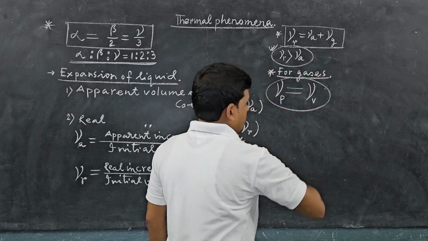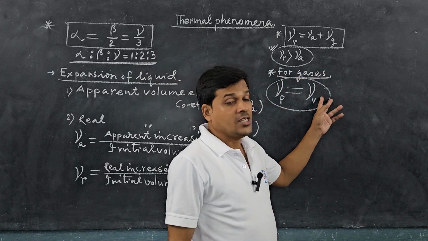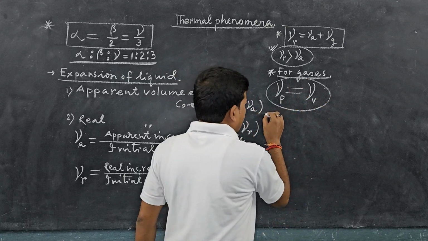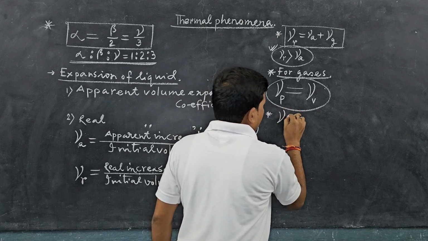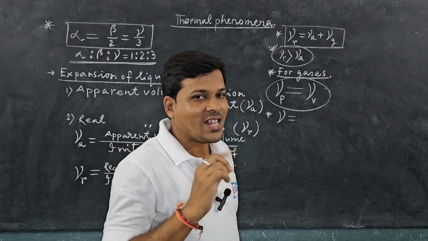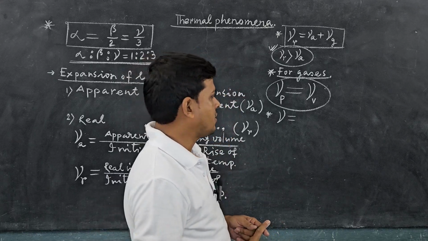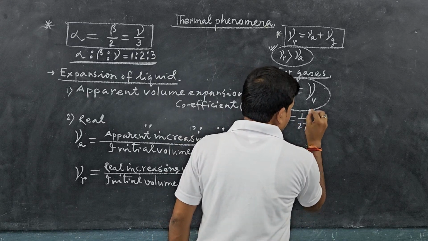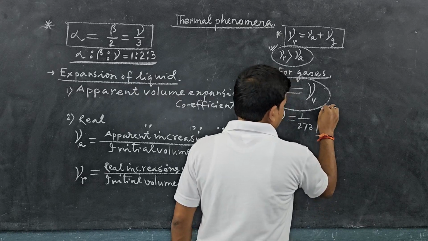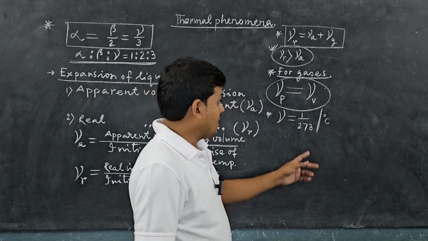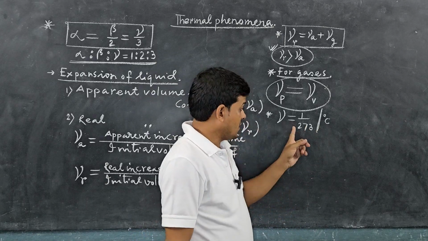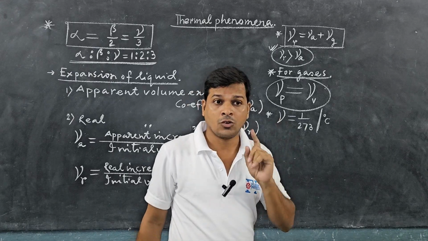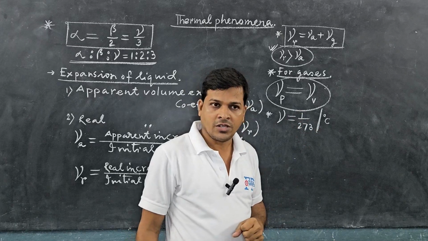You can easily find this in the previous years' board exam question papers. Next, what is the value of gamma for all gases? According to Charles' law, for every 1 degree centigrade rise of temperature, the volume of the gas is increased at the rate of 1 by 273 per degree centigrade. You can see this in Group A, 1 mark MCQ: what is the value of the volume expansion coefficient gamma? This will be 1 by 273.